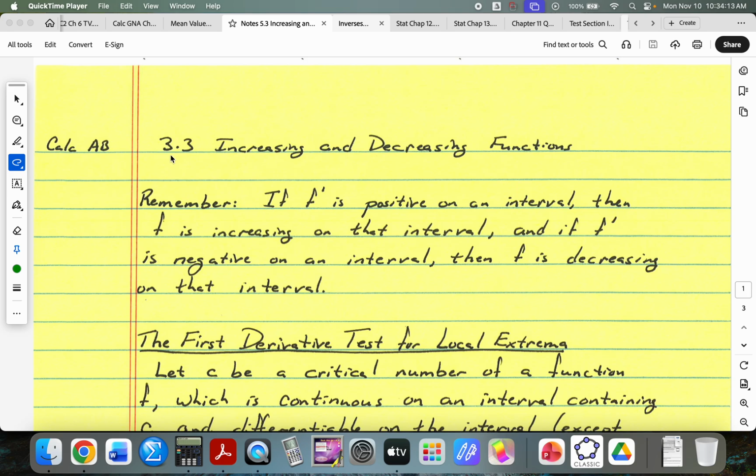I know this says 3.3. In the book we used to use, it was 3.3, and I just never bothered to change it.